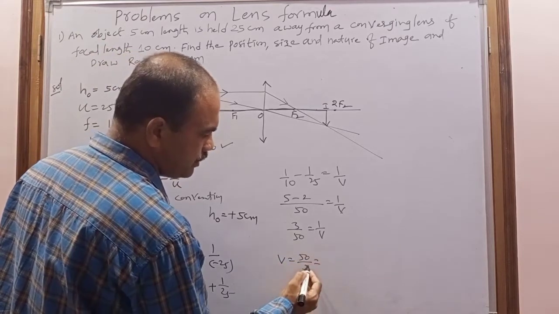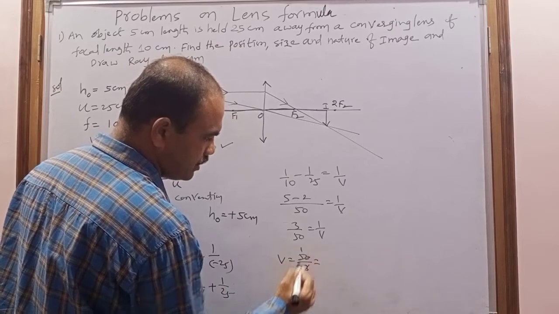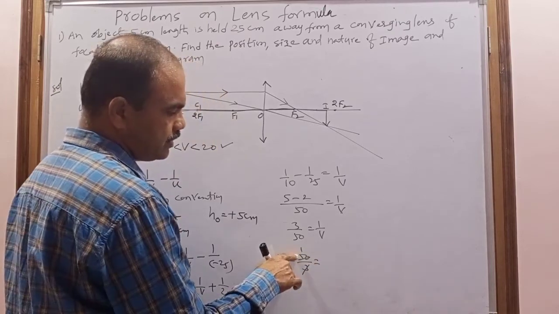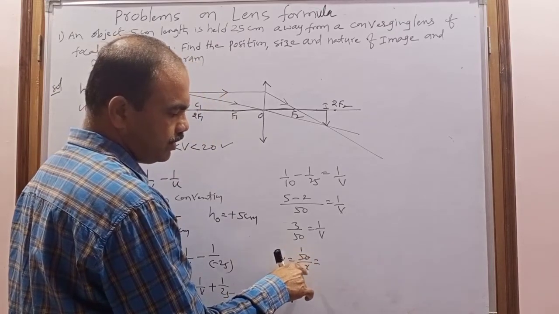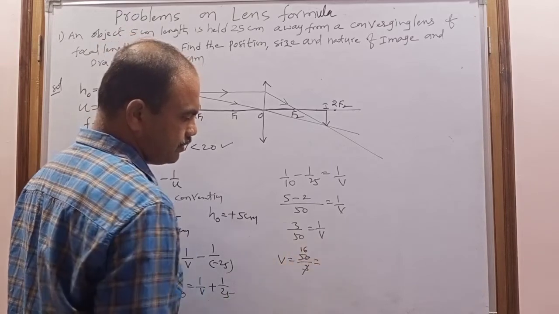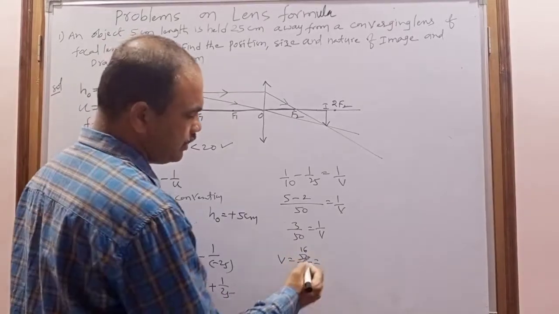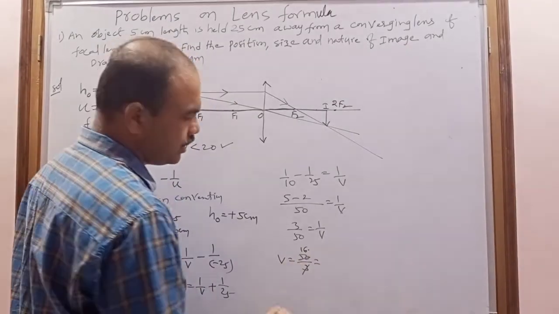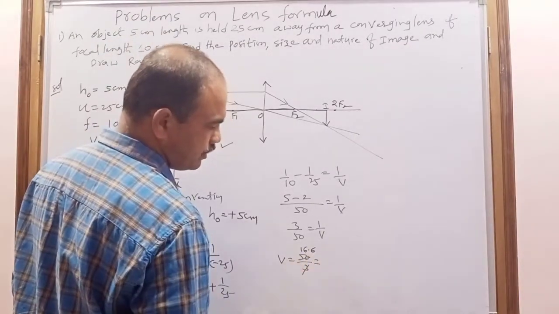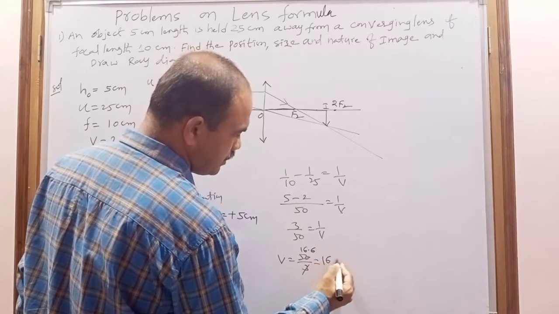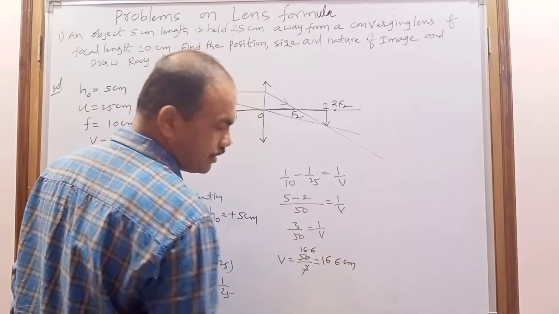So 50 by 3 is nothing but, 3 1s are 3. So how much remained here? 2, 20. 20 means 3 6s are 18. So again 2, 20, and how much? 16.66. So then what is the image distance? The image distance is 16.6 centimeter.